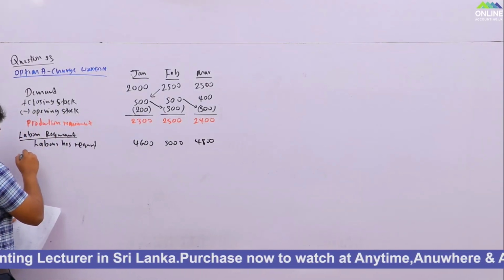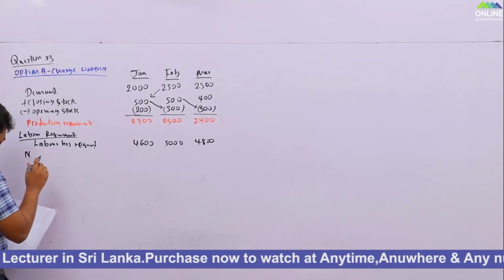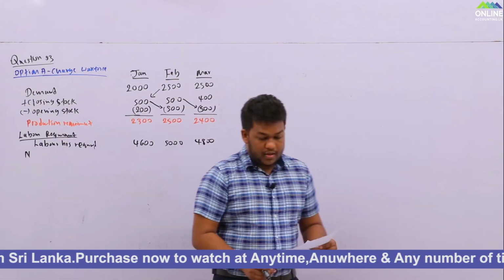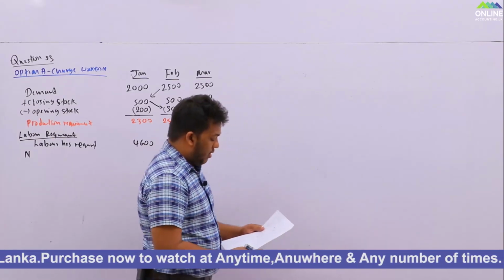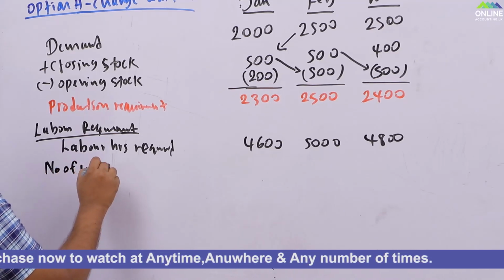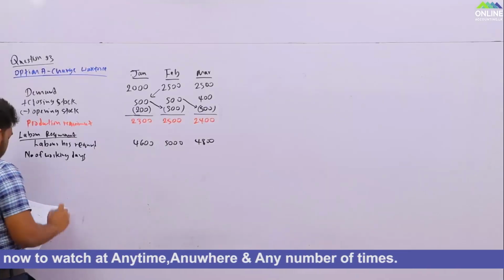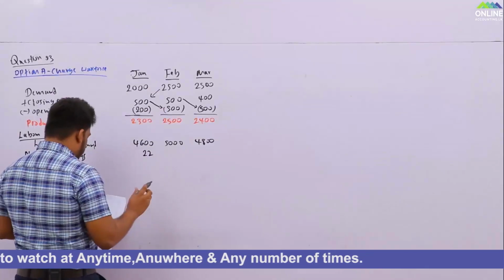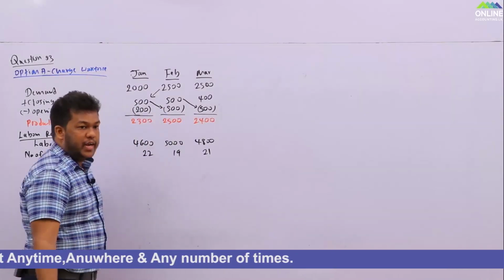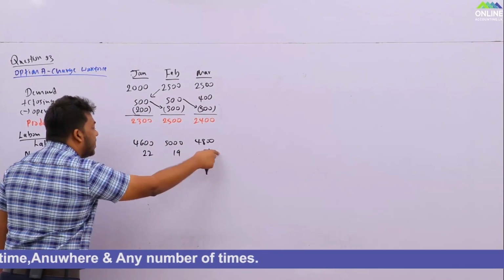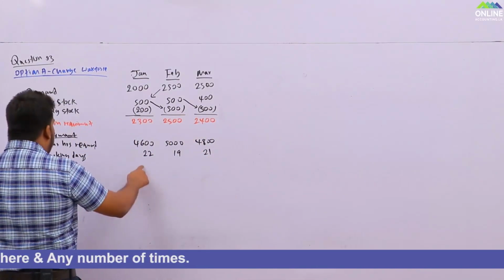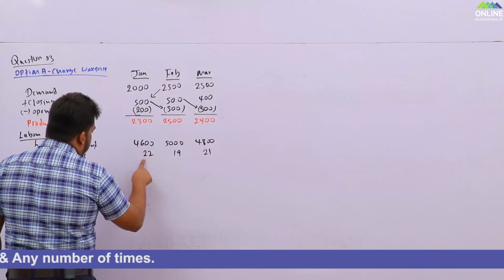Then, number of working days. How many working days you have? They have given here 22 in January, 19 in February, 21 in March. Right? So, these are the working days.